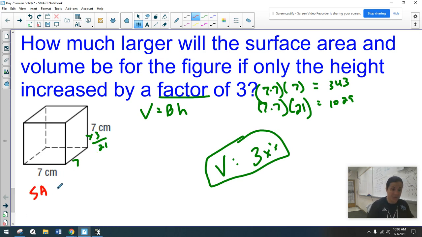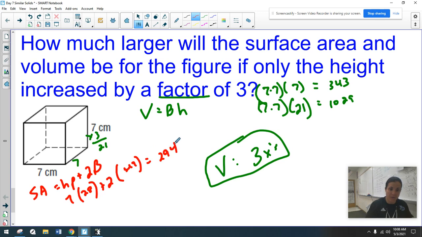surface area is H P, so height times perimeter, plus 2 capital B. So if I do the original, my height is 7. My perimeter is 7, 7, 7, and 7, which is 28. And my capital B is the area of the base, so 7 times 7, which is 49. So my original surface area is 294.